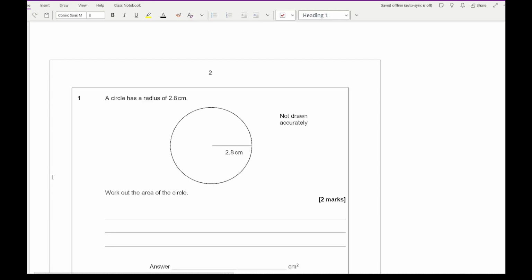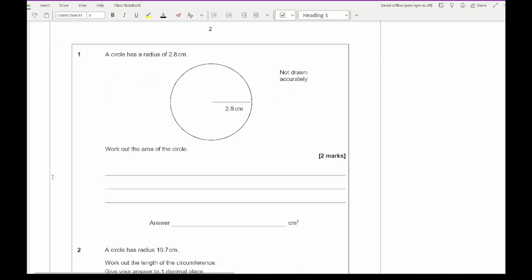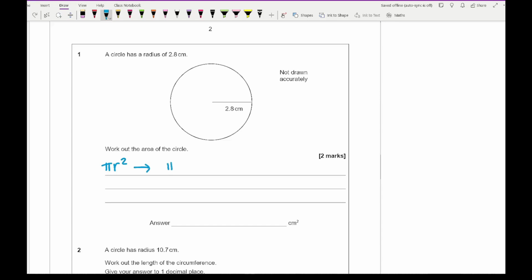So looking at question 1, it says that a circle has a radius of 2.8 centimeters. Work out the area of the circle. So for this, I'm going to use the formula of pi r squared. So it's going to be pi times 2.8 squared.